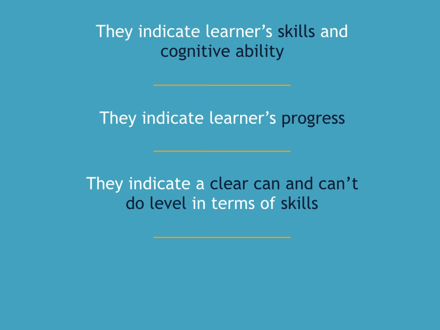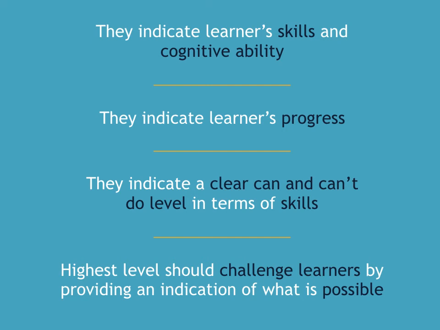And then, of course, the most important is the highest level should challenge learners by providing an indication of what is possible. So as soon as you've got a rubric and you start marking all the learners on the highest level, there is a problem with your rubric because you're not challenging the learners. The majority of your learners should fall on the can and can't do level.